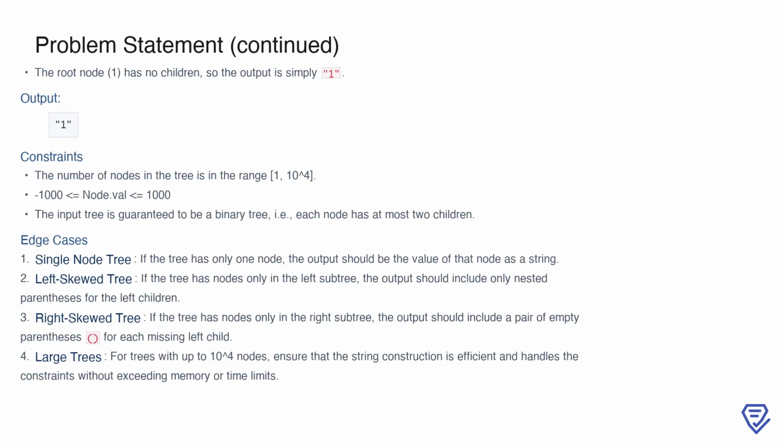For a simpler example, consider the case where the input tree is just a single node with the value 1. Since the root node has no children, the string representation is simply 1. This is the most straightforward case, as there are no subtrees to process. Keep in mind the constraints of the problem, such as the tree having up to 10 to the power of 4 nodes and node values ranging from -1000 to 1000. Additionally, edge cases like left-skewed or right-skewed trees must be handled carefully. For example, in a right-skewed tree, empty parentheses must be included for each missing left child. Constructing the string efficiently for large trees is also crucial to ensure the solution meets the problem's requirements.